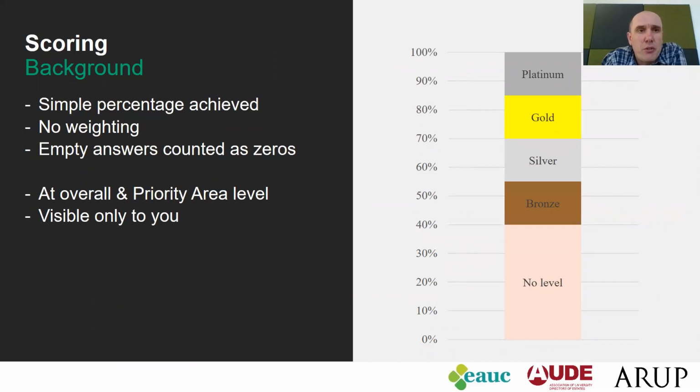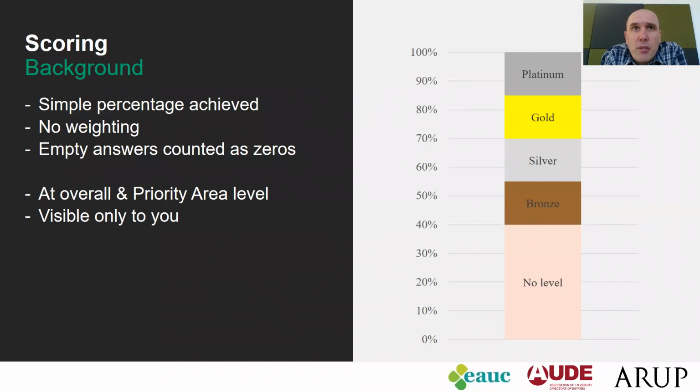So a note on scoring, similarly to previous versions of LiFE, for example. There are different rating levels, ranging from bronze at about 40% up to platinum, which you need to score 85% on. It's basically a simple percentage of achieved points. There is no weighting at all to say that climate change adaptation is twice as important as health and well-being, for example, because that won't be the case for every institution.